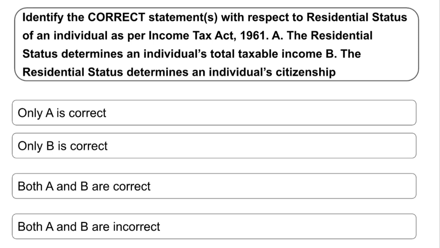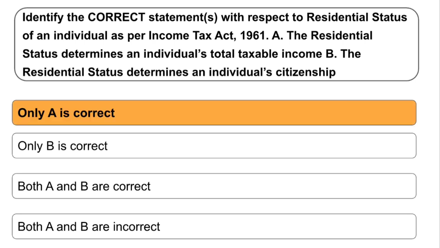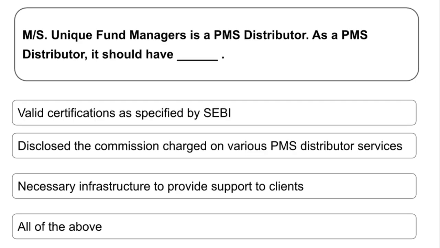Identify the correct statement with respect to residential status of an individual as per Income Tax Act 1961. Options are A, the residential status determines an individual's total taxable income. B, the residential status determines an individual's citizenship. So options are A: only A is correct, B: only B is correct, C: both A and B are correct, D: both A and B are incorrect. So the correct answer is only A is correct, that is the residential status determines the individual's total taxable income. Going to the next question.